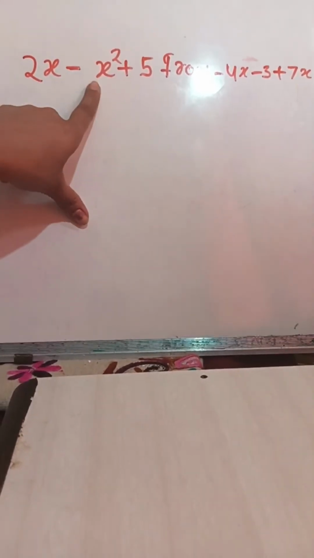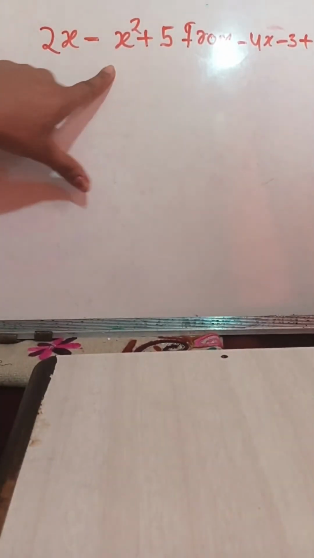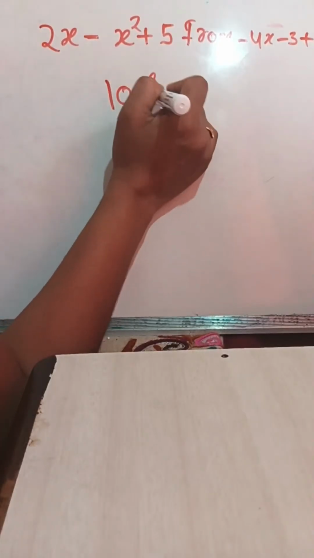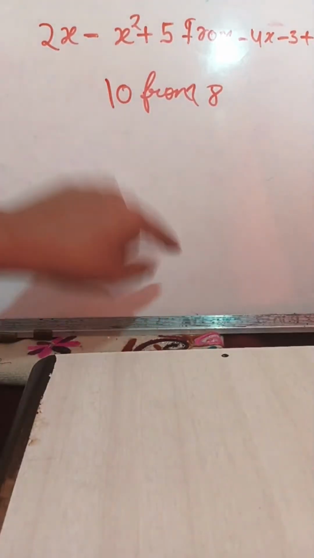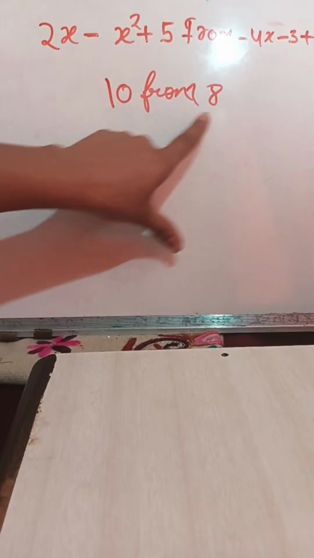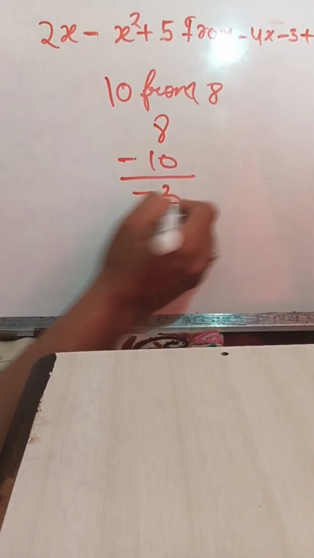We have to subtract this expression from this expression. Is it clear? Suppose we are given: subtract 10 from 8. Then what will we do? We have to subtract 10 from 8, so we write 8 minus 10, right? And we get the answer minus 2.